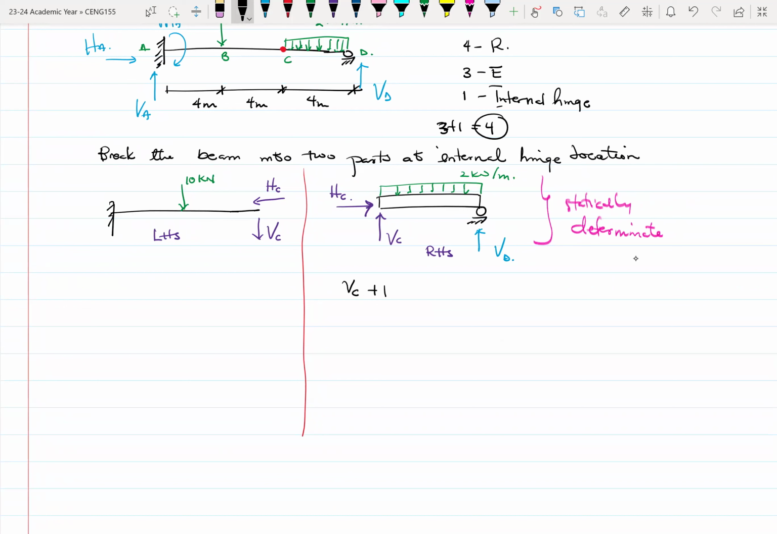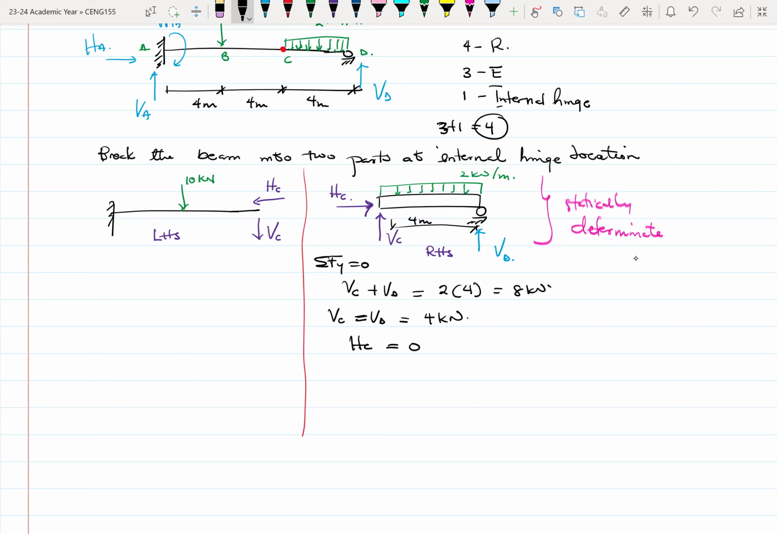VC plus VD, since we are summing all vertical forces, VC plus VD will be equal to 2 times 4. The distance here is 4 meters. So that will give us 8 kilonewtons. And then when you solve this, you would see that VC is equal to VD is equal to 4 kilonewtons. Okay. Our HC here will be 0.